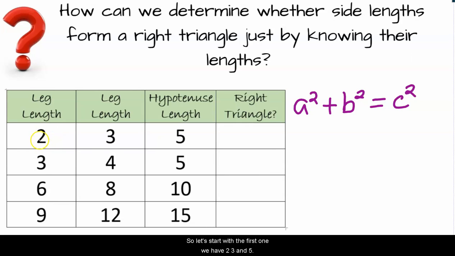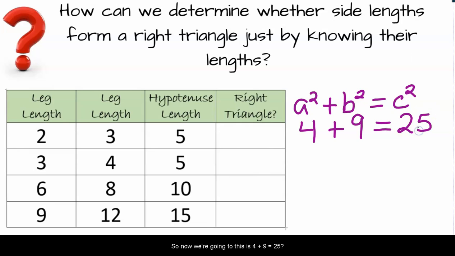So let's start with the first one. We have 2, 3, and 5. So I'm going to square 2. 2 squared is 4. 3 squared is 9. And 5 squared is 25. So now we're going to think, is 4 plus 9 equal to 25? Since it's not true, we can determine that this is not a right triangle.